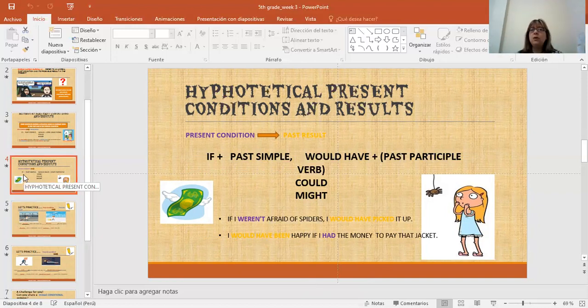Okay, now let's look at the other example here. If I weren't afraid of spiders, I would have picked it up. Okay? So, what's going on? What can you say about it? Is that person afraid of spiders? Yes, definitely. Did she pick up the spider? No, she didn't. Why not? Because right now, at the present time, she is afraid of spiders. So she would never pick it up.